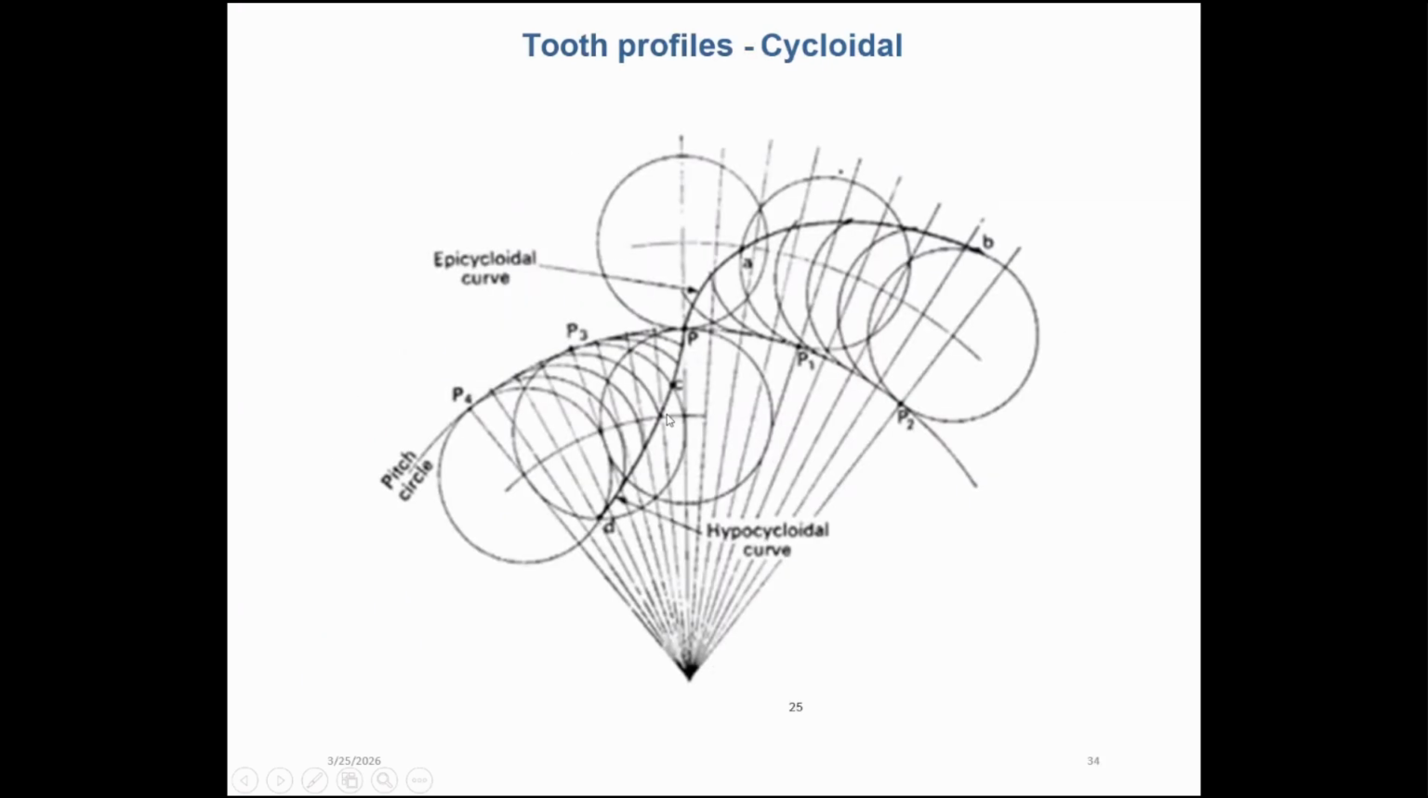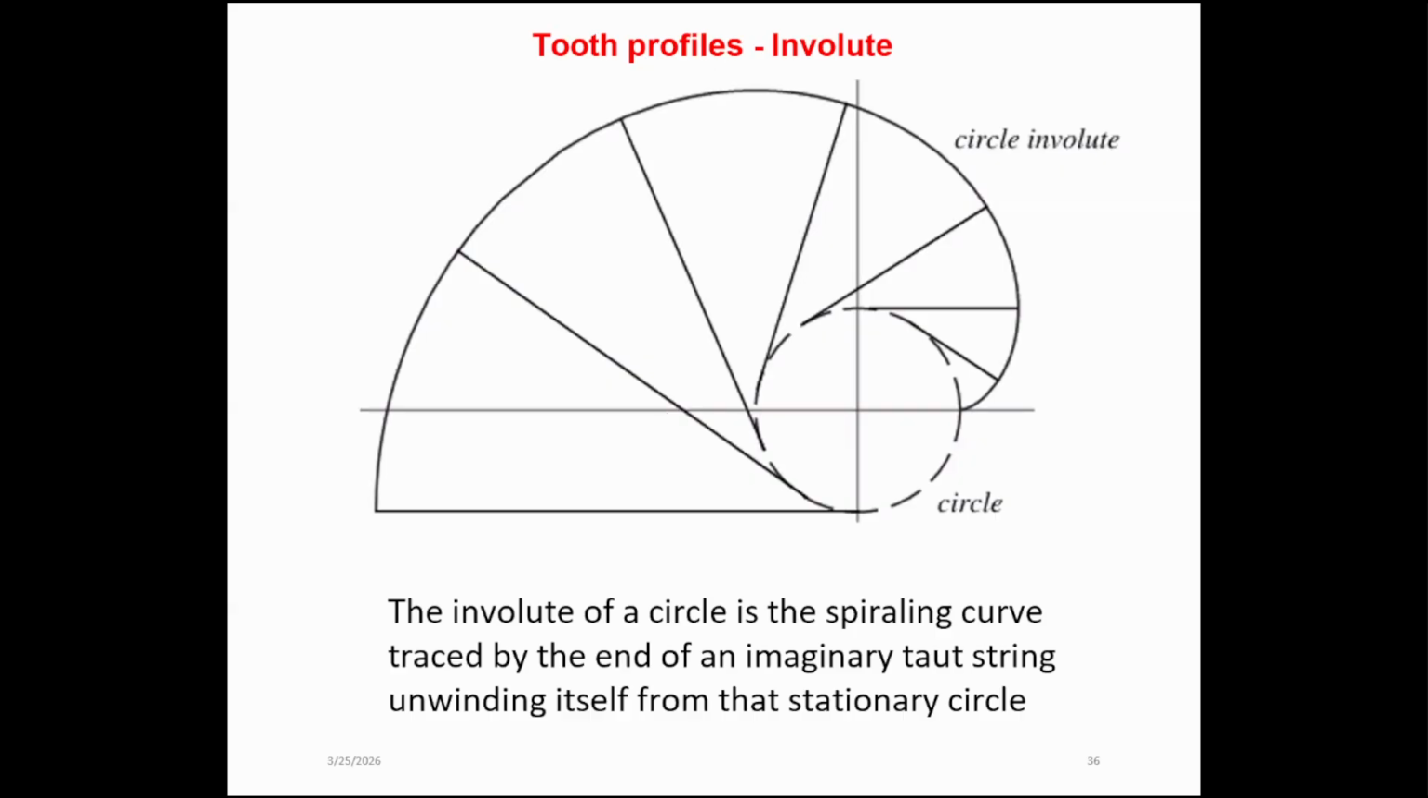From here to here concave. Right, so that is regarding the involute shape.